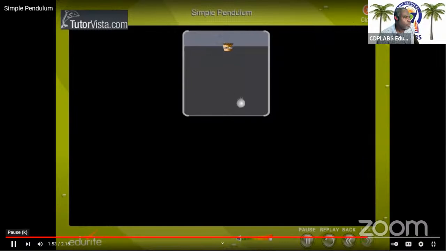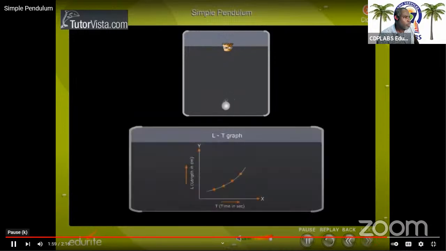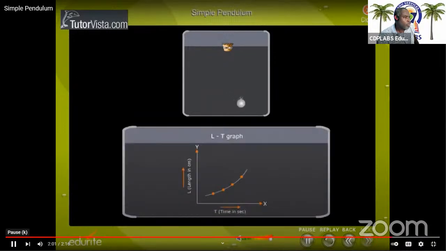Now calculate the time taken for one oscillation. Repeat the experiment for different lengths. Plot a graph with t on the x-axis and L on the y-axis. The graph is a curve. This graph shows that the time period varies with the length of the pendulum.